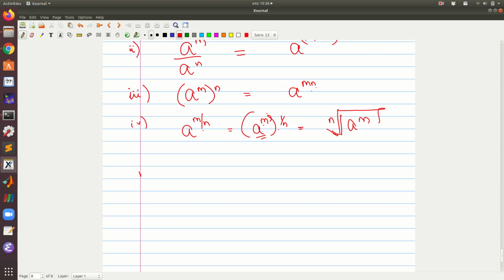And if it is raised to a negative exponent, a to the power negative n, what we simply do is take the reciprocal, but with the exponent changed to a positive power. And any number which is raised to the power 0 is 1.